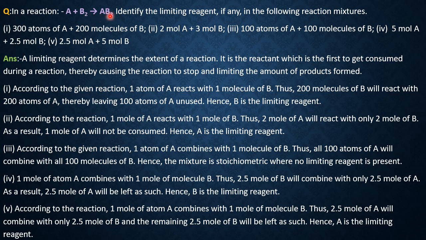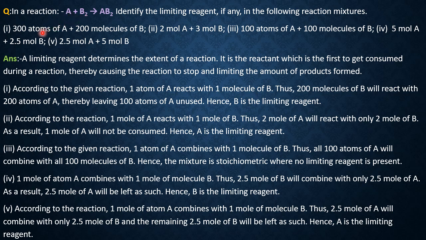I am using the word 1 molecule of B giving 1 molecule of AB2. Okay, in the first condition, what is the combination? Combination is 300 atoms of A. For 1 atom of A, 1 molecule of B is required. For 300 atoms, 300 atoms are required, because it is 1:1 ratio. 1 atom, 1 molecule. 300 atoms, 300 molecules.